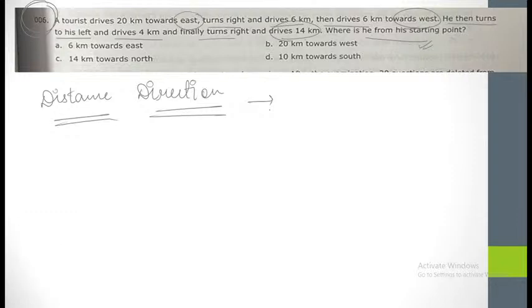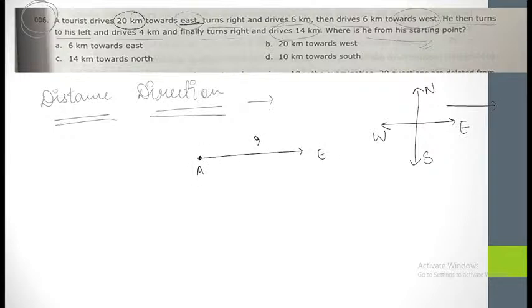So the question is saying that the tourist drives 20 kilometers towards east. For solving this question, first you need to have a clear understanding of the directions. So talking about the directions, you have north, south, east, west, right? The driver first drives 20 kilometers towards east, that means in this direction. So let's say from point A, 20 kilometers towards east, then he takes a turn right.